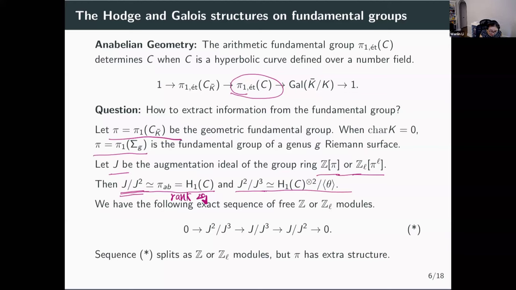We want to study these Z modules, and they naturally form short exact sequences of the form, for example, 0 to J squared mod J cubed to J mod J cubed to J mod J squared to 0. So this is a short exact sequence of free Z modules or Z_l modules. Of course it splits, because I have free Z modules, so it always splits. But as we discussed, my fundamental group should have more structure, it knows more about the curve. So J mod J cubed is not just a free Z module. It has extra structure that we would like to study.